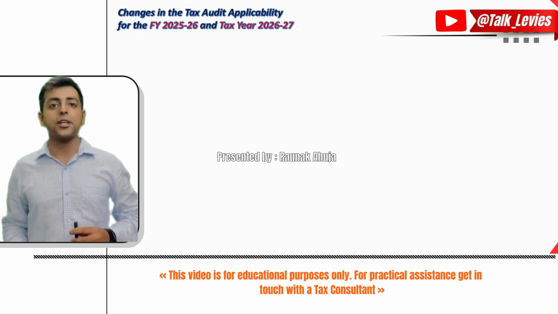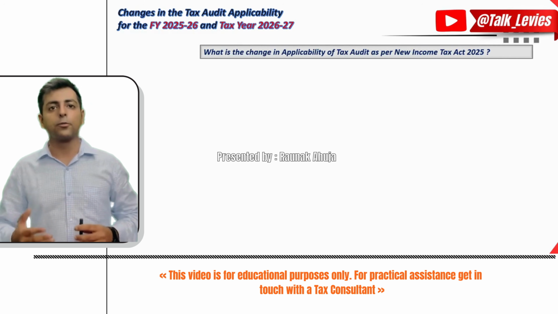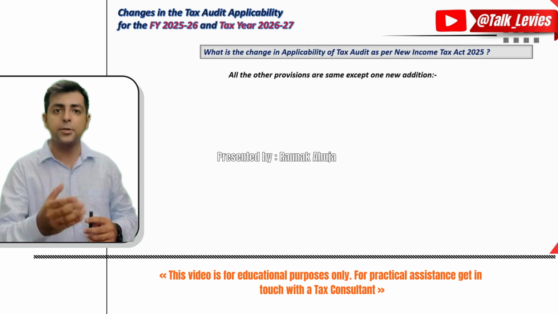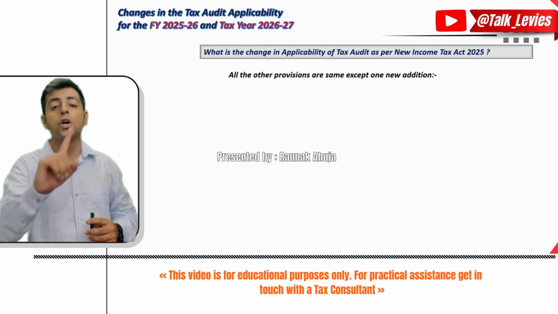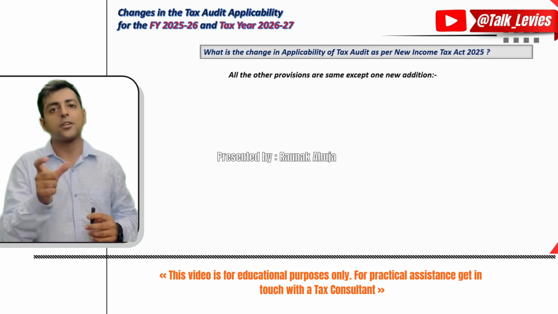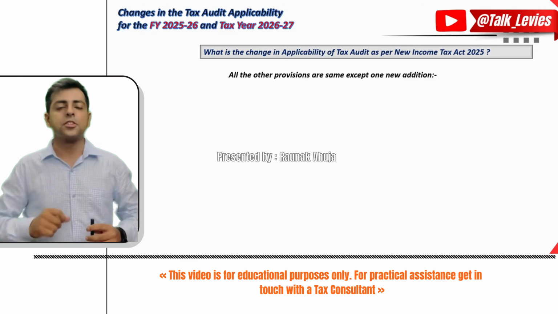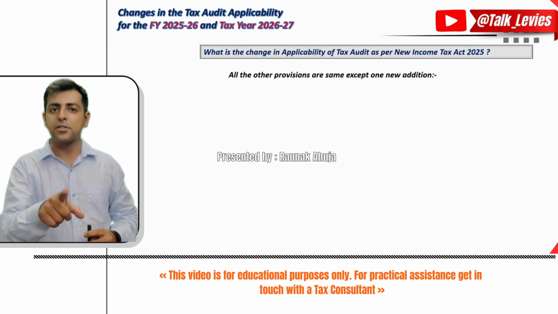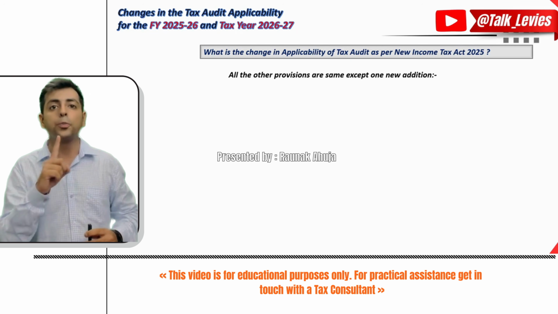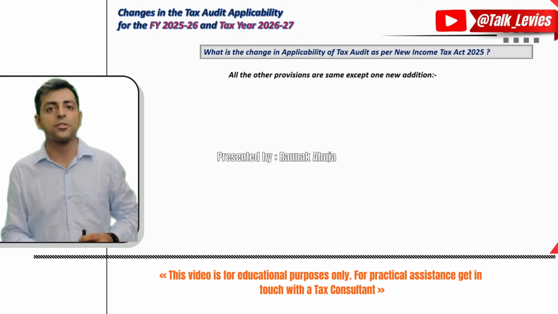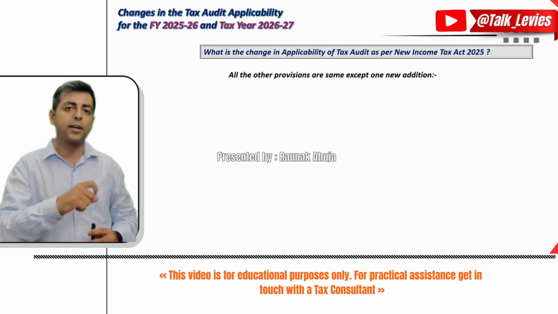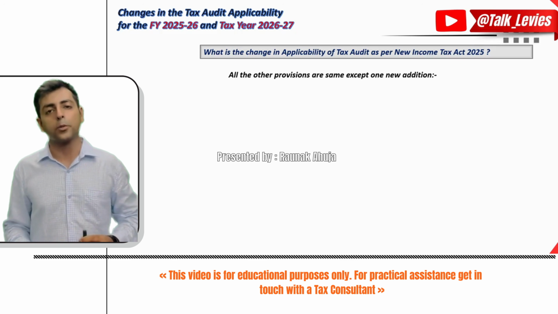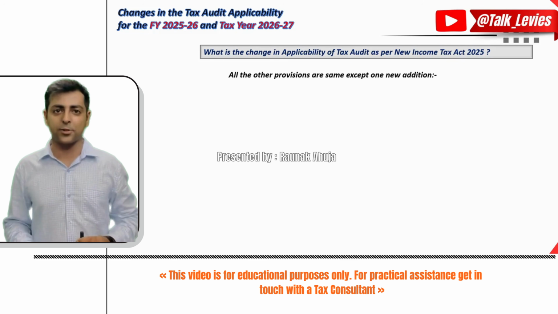The only change that has been brought in regarding the applicability of tax audit is that in case the assessee, that is the eligible business, shows profits lower than the presumptive taxation scheme, such businesses would be liable to tax audit, even if such business has not chosen to pay taxes as per the presumptive taxation scheme in previous 5 financial years. Yes, this is the only change that has been brought in regarding the applicability of tax audit.